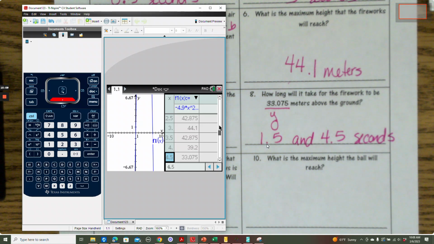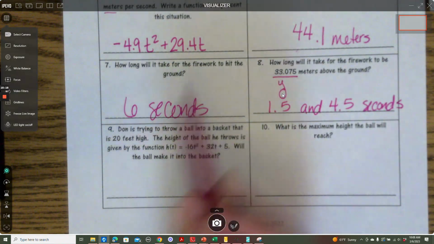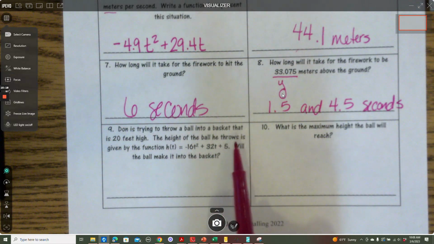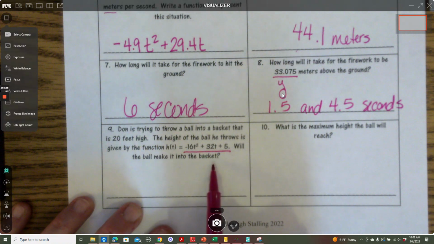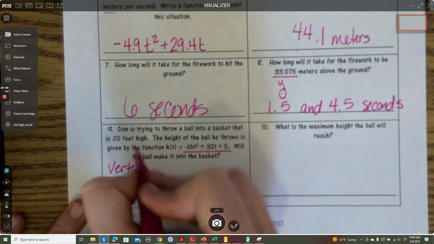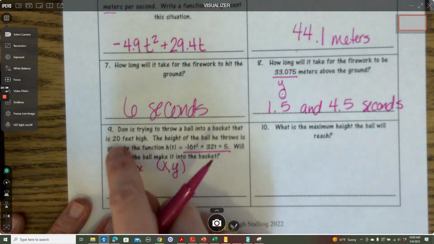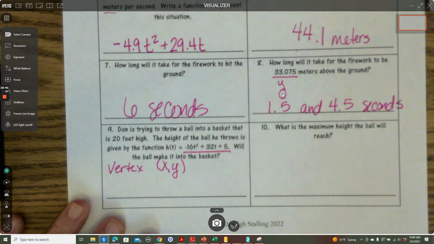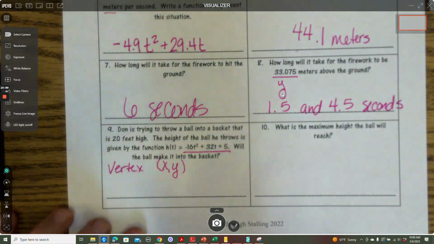All right, I'm going to leave you 9 and 10. On number 9, it says Don is trying to throw a ball into a basket that is 20 feet high. The height of the ball he throws is given by the function. So here's your function. Will the ball make it into the basket? You want to find the vertex. Okay, so remember, it's going to be an ordered pair, x comma y. If the y value, the second number, is 20 or greater, he'll make the shot. He'll throw it high enough to get there. If that number is less than 20, he's not throwing it high enough to make the shot.